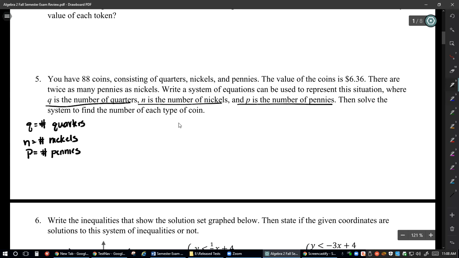So again, start just like we did before, look for totals. And so I first have a total of 88 coins. Well, I don't care about their value. It's just going to be the number of quarters plus the number of nickels plus the number of pennies will add up to be 88 coins.